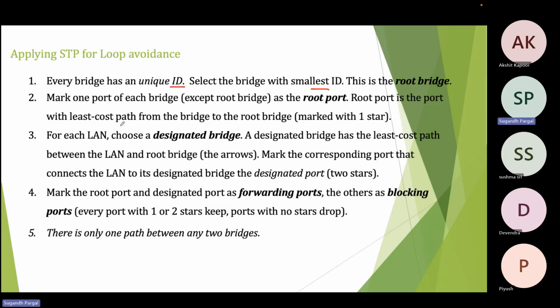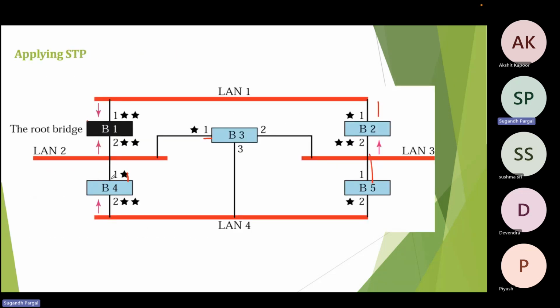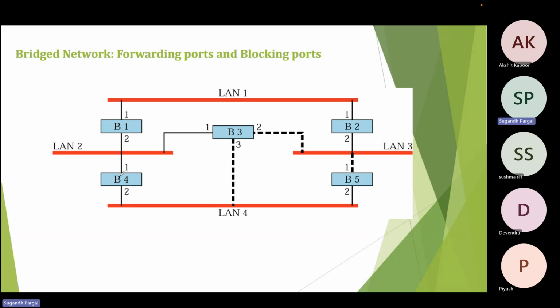So root port is the port with least cost path from the bridge to the root bridge, and it is marked with 1 star. So you can see here, from B4 to B1, this is the least cost path. So we mark this port as the root port with *1. Then this as a root port, not this one because it's lengthy. Then this port as a root port, then this port as a root port because it is the shortest path. And this is how we mark the root port for each of the nodes.